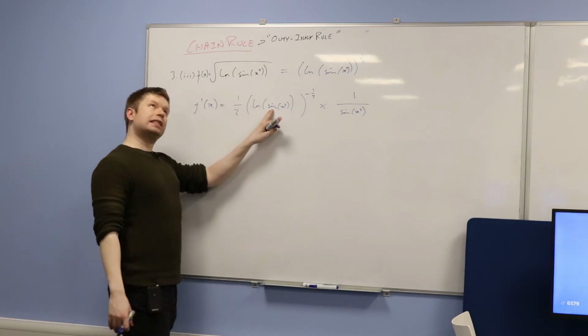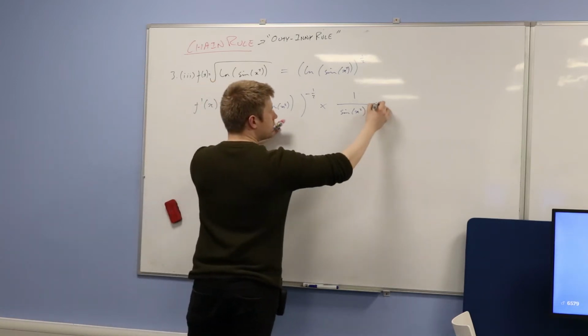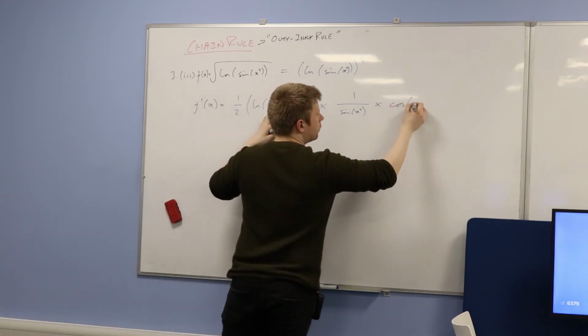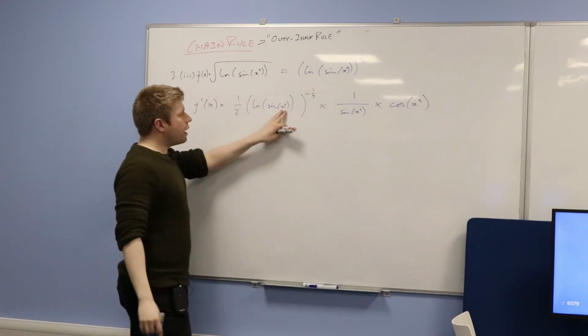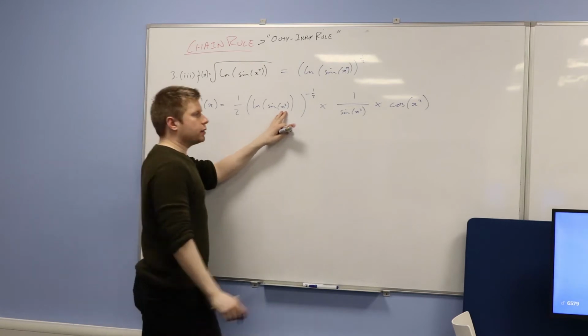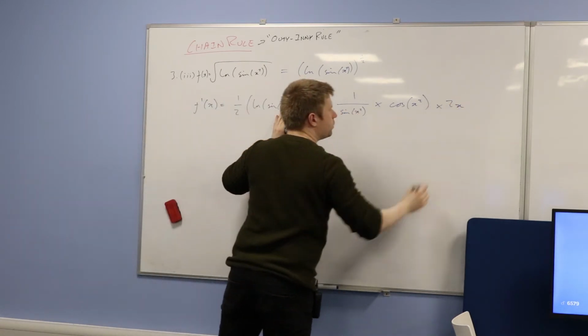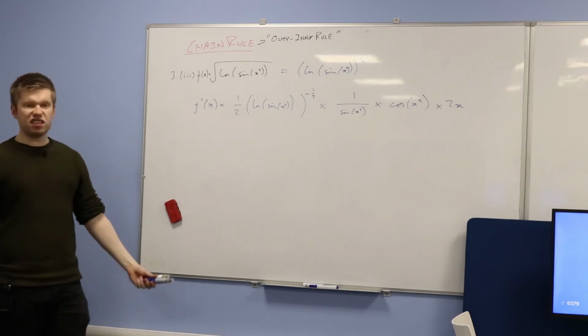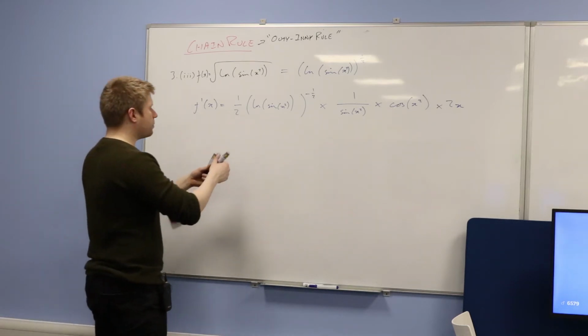Now we need to deal with the derivative of the sine. So what's the derivative of sine? Cosine of x to the power of 2. Good. Leave the inside function alone. Then we multiply by the derivative of the x squared, which is 2x. Spot on. And then we've got nothing left to differentiate. Make sense?